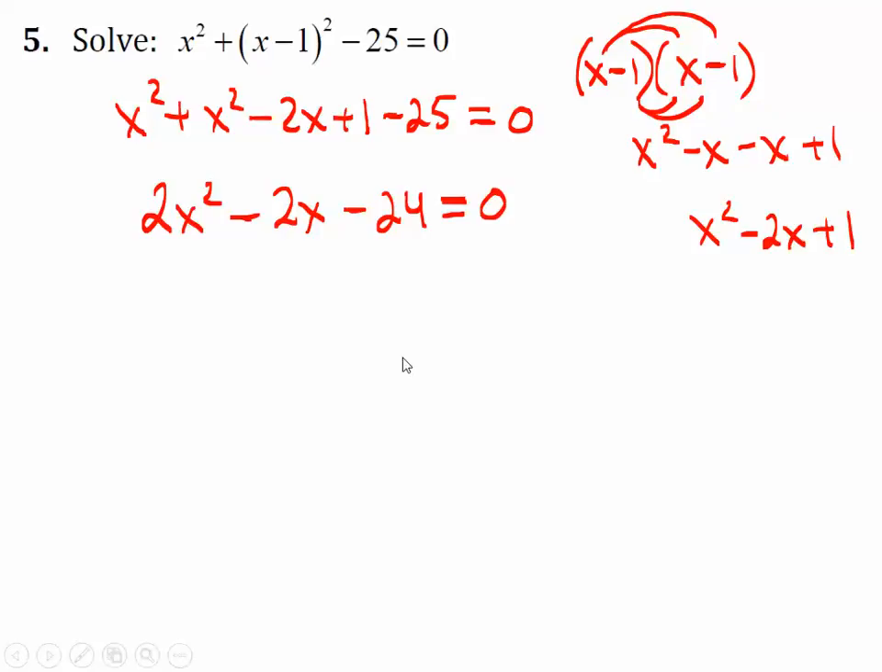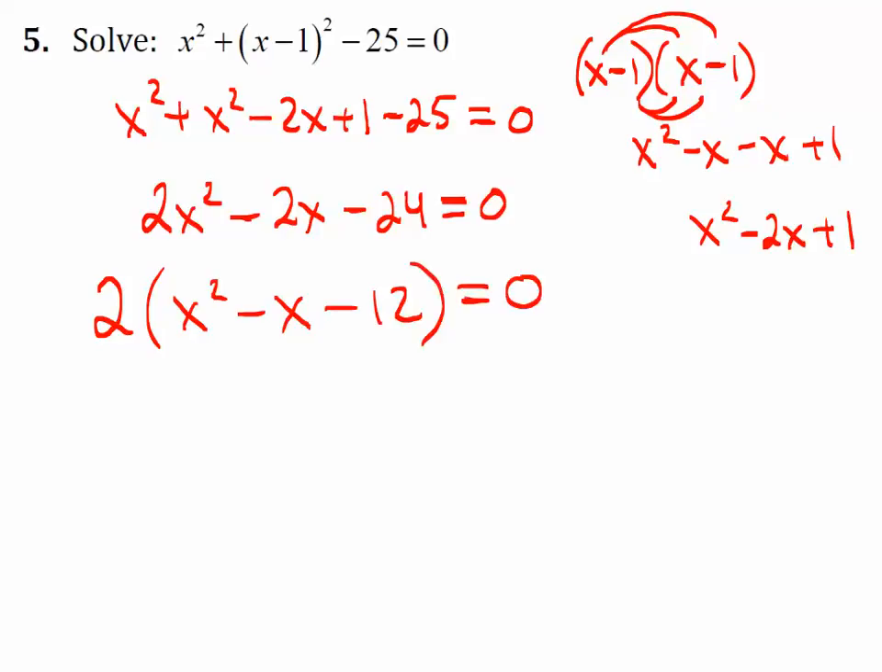And to give you a little hint here, something like greatest common factor. 2 is the greatest common factor. Not an x though, right? Because this one does not have x. Just 2. 2 goes out. Leftovers? x squared, minus x, minus 12. Good.